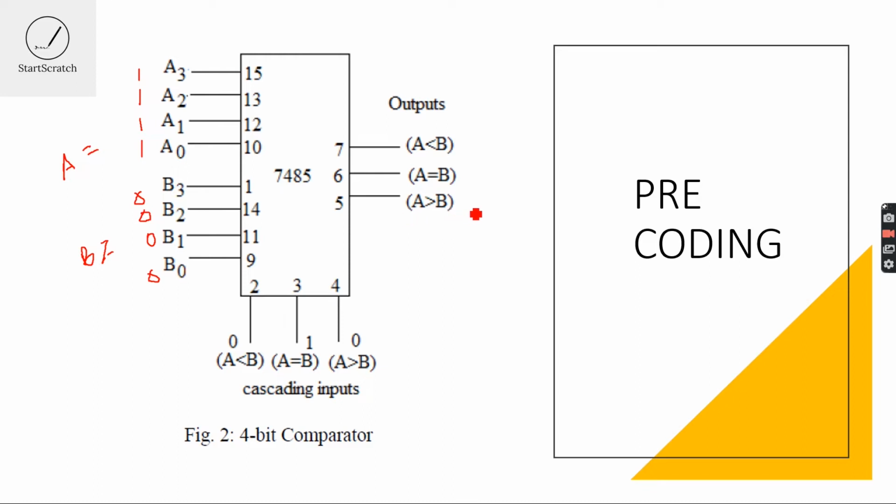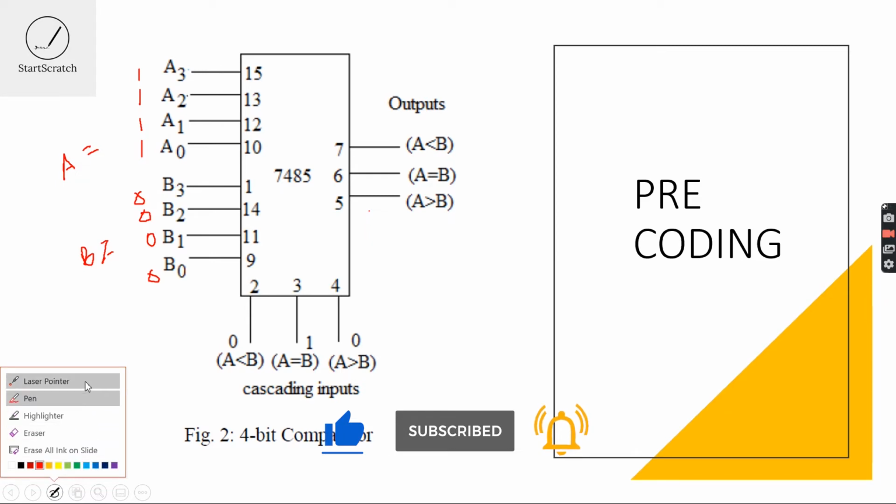Then we will get 1 at here and 0 at here and 0 at here. This is the output. If it is reverse condition, then we will be having 1 at here, 0 at here, 0 at here, like this condition. Let's move on to the coding part.